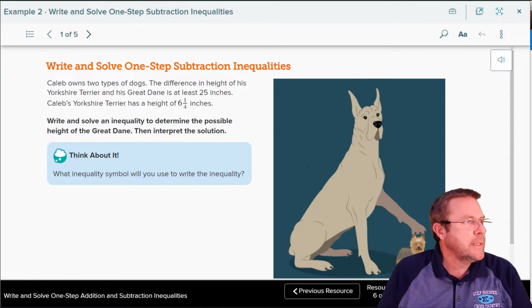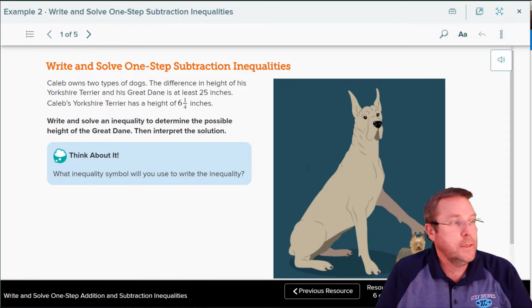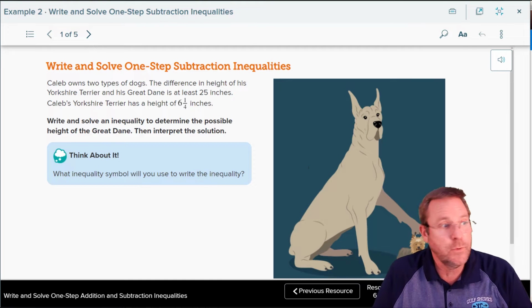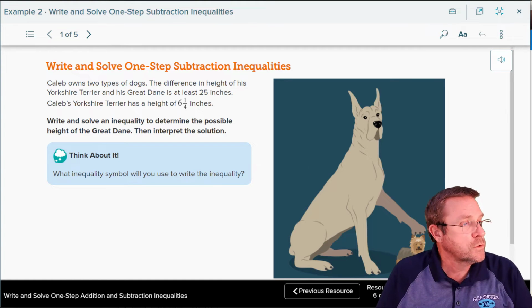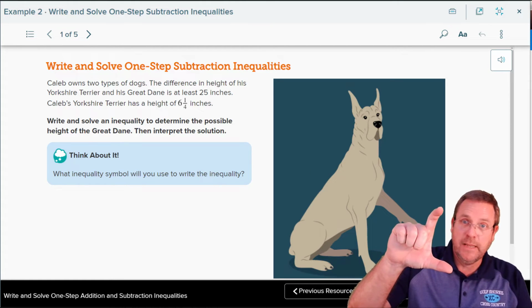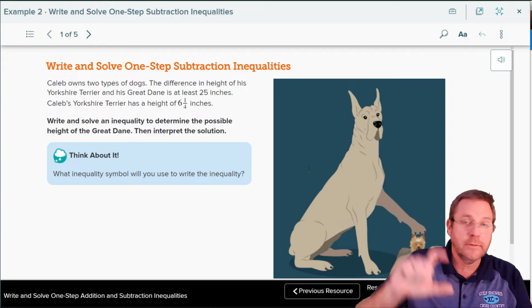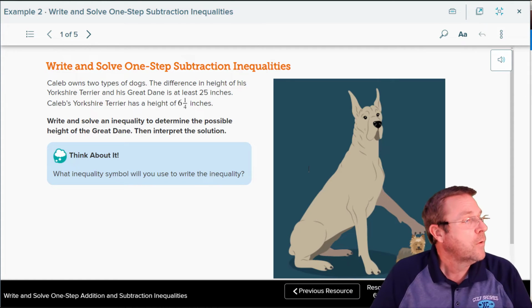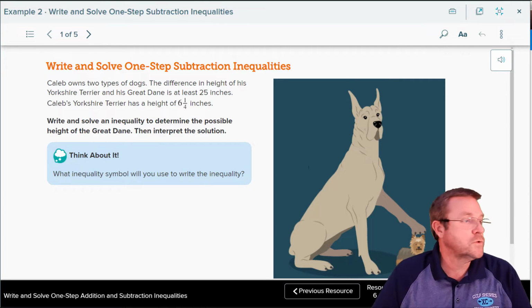Example 2 says that Caleb owns 2 types of dogs. The difference between the height of his Yorkshire Terrier and his Great Dane is at least 25 inches. The Yorkshire Terrier has a height of 6 1/4 inches. I mean, that's like a dog that's this big. All right, that's a tiny little dog. I think that they grow bigger than that. Write and solve an inequality to determine the possible height of the Great Dane, and then interpret the solution.